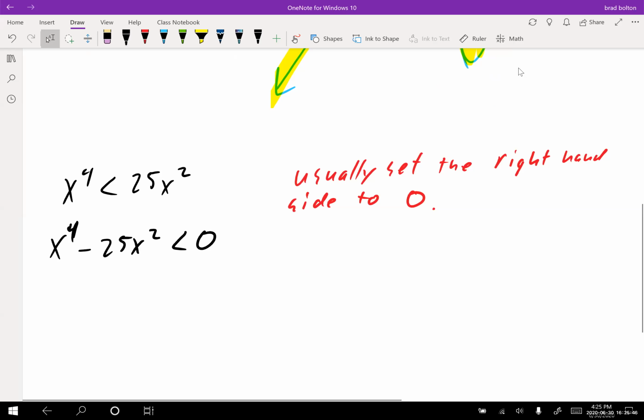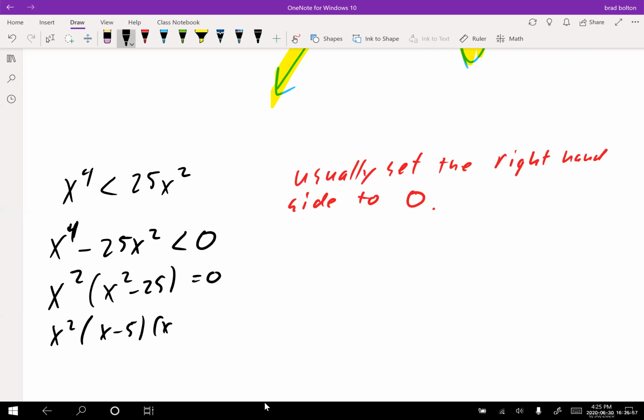So now we factor this, and again, the key is always to find the x-intercept, so that means we have to factor. So it's x squared times x squared minus 25 equals 0. So x squared times x minus 5, x plus 5, equals 0. So x equals 0, x equals 5, and x equals negative 5. Now something to note is x equals 0 has a multiplicity of 2. So that means it's going to bounce or touch the number line and then go back up. But again, we're more concerned with the number line and the sign chart, but this will maybe help you make sense of why it's doing this.